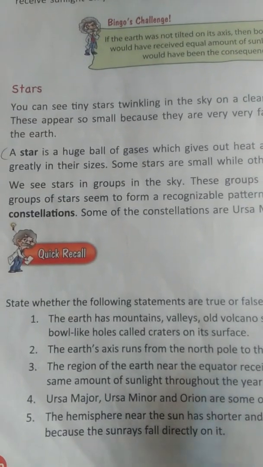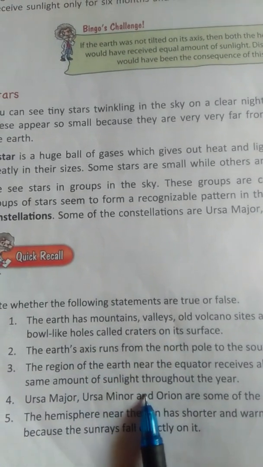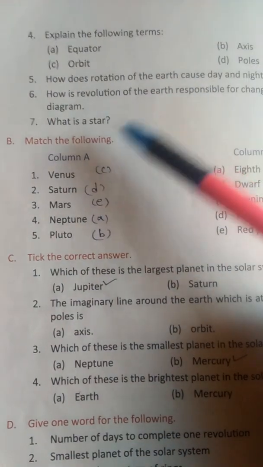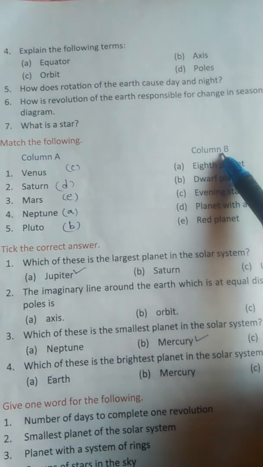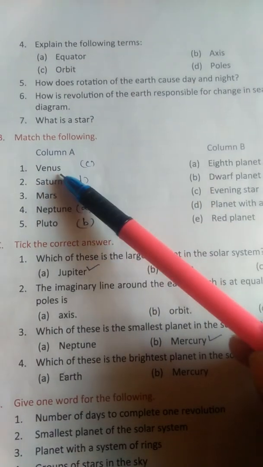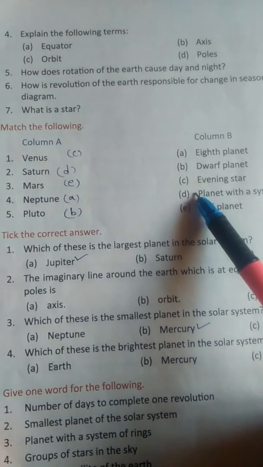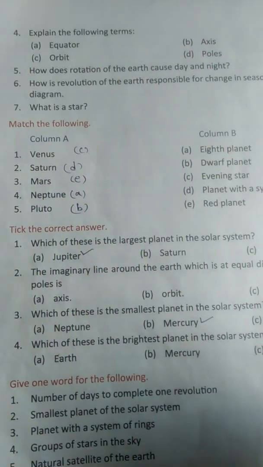In Quick Recall, some true false sentences are given here; you have to revise this. You have to read this two or three times. Then in the exercise portion, match the following: match column A with column B. Venus, we have to match with the evening star. Saturn, number D, planet with a system of rings.